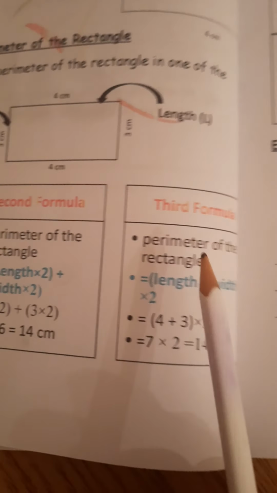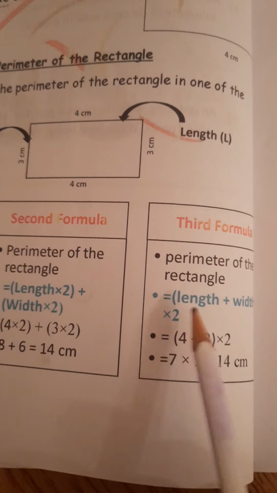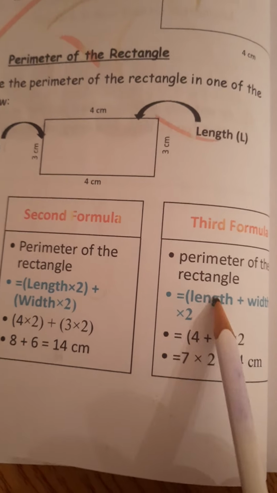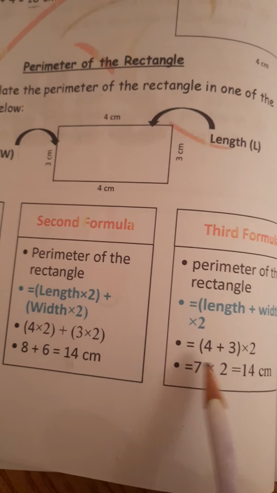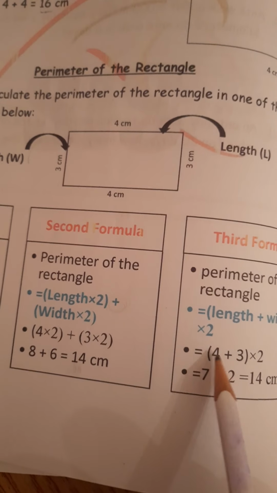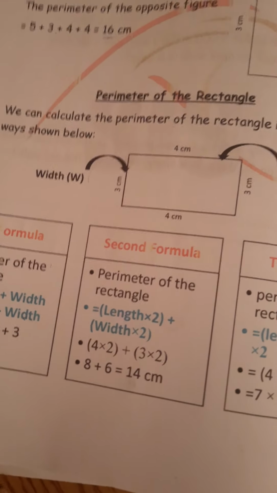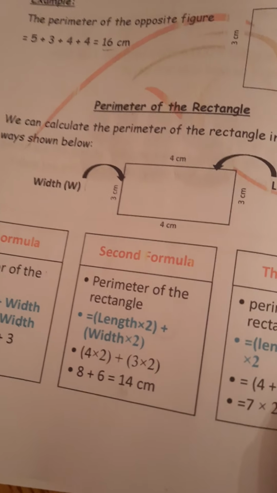Third formula, the perimeter of the rectangle: length plus width, times 2. The total is 4 plus 3, times 2. It gives me the same answer in the three formulas. But I have to know and study the three formulas.